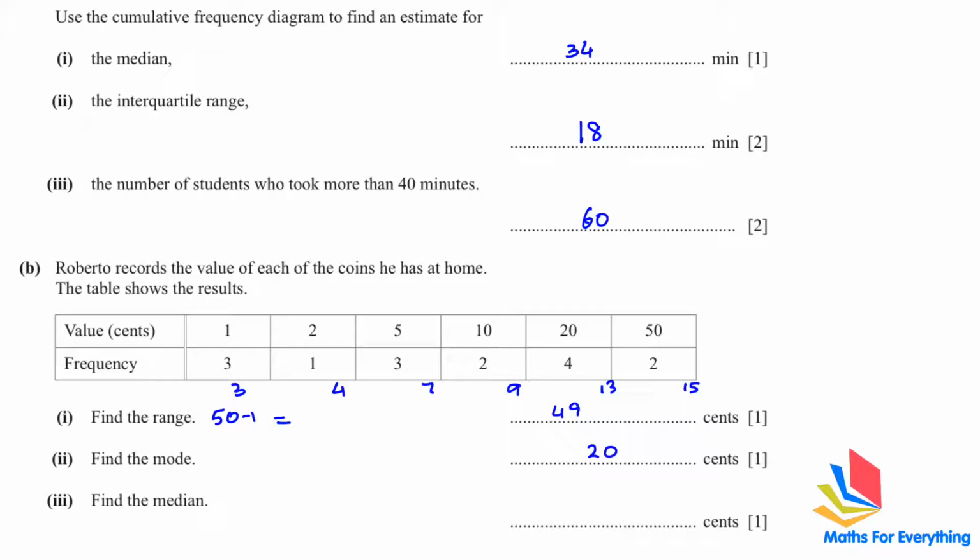To find the median, we divide our frequency the same way we did before by 2. You will get 7.5. This is the value of the cumulative frequency. In which box is it? Cumulative frequency is 7 till here, and more than 7 till 9 is in this box. So what is the value? 10. The median is 10.